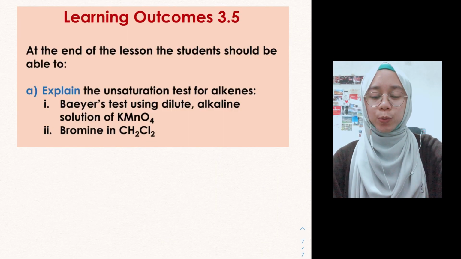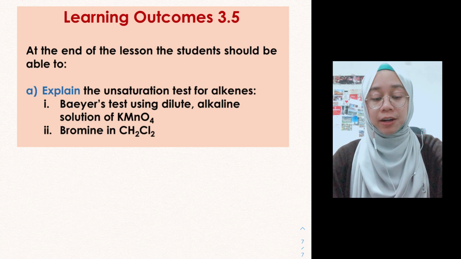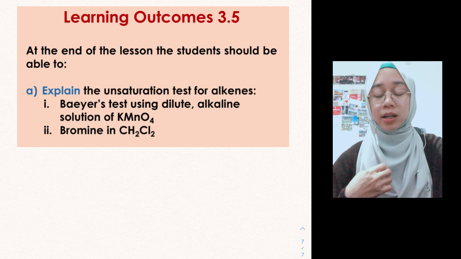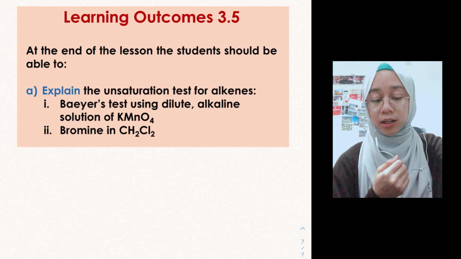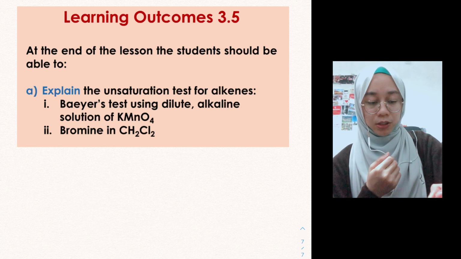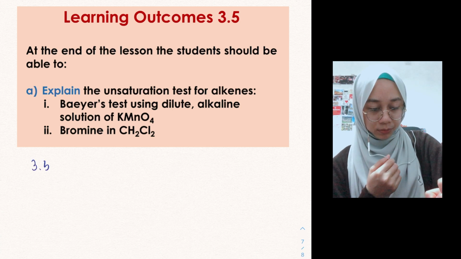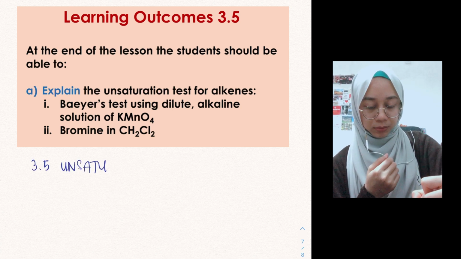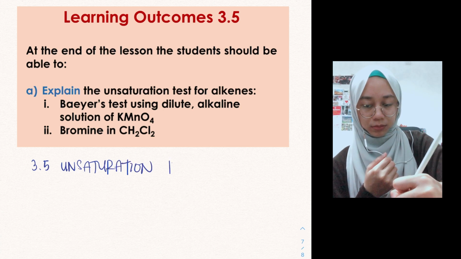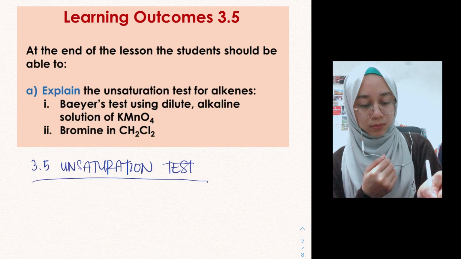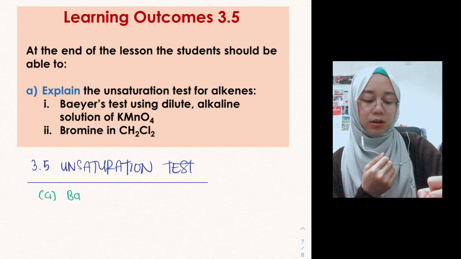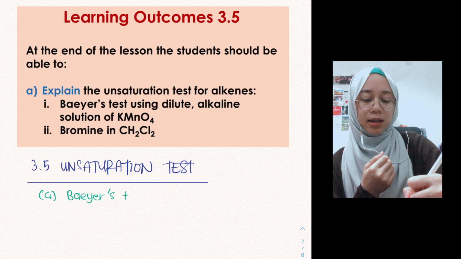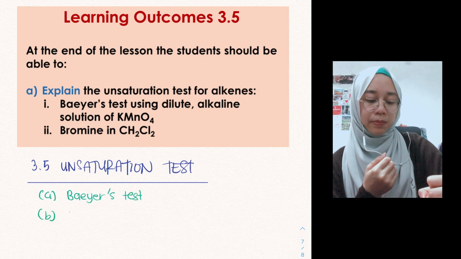Okay, so now let's continue with 3.5. So 3.5, by the end of this lesson, you should be able to explain the unsaturation test for alkenes. So there are two test class. So there are Bayer's test, and then there's also bromine test. Jadi now kita nak kena tengoklah untuk dua test ni. So ada dua test yang kita nak tengok. So Bayer's test and also bromine test.